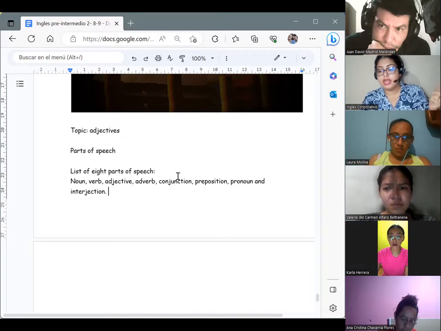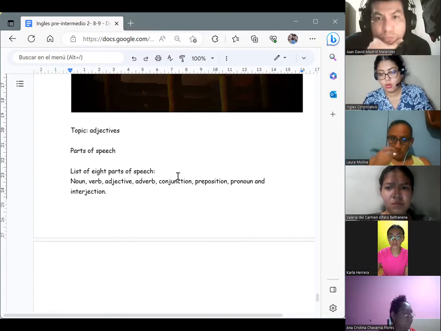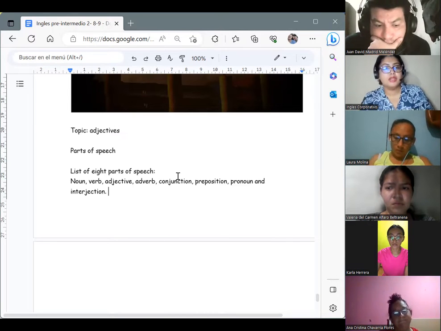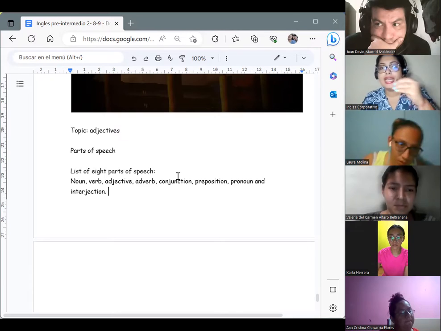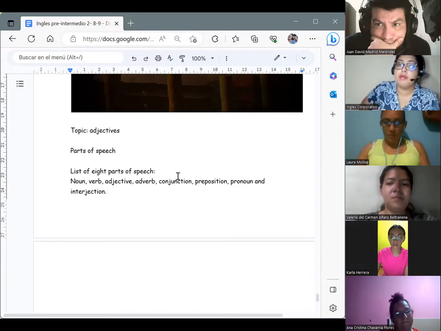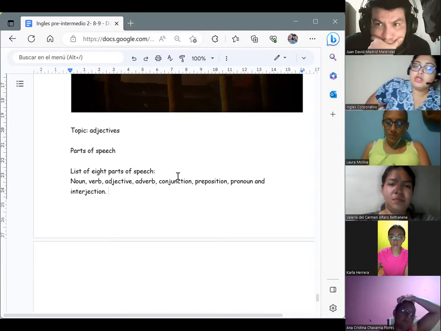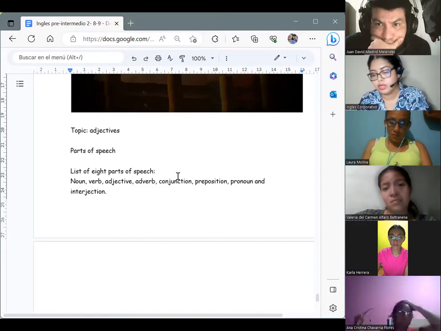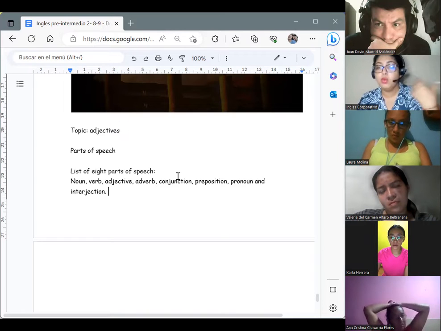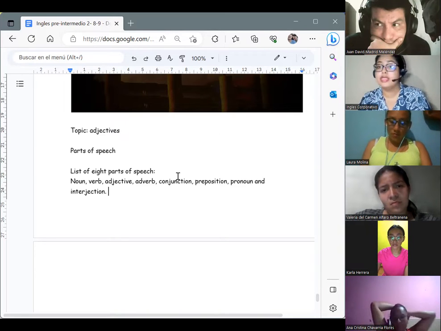Son for, and, nor, but, or, yet, and so. Son esas palabritas que nosotros utilizamos: or, el o; and, el y; for, para; but, pero; yet, aún. Esas palabras que nosotros a veces solo las utilizamos para unir oraciones son conocidas como las conjunctions. Obviamente nos están ayudando también a unir, a darle un sentido.